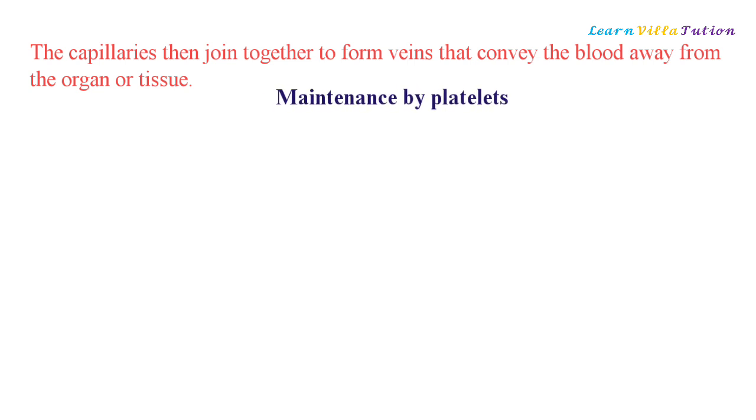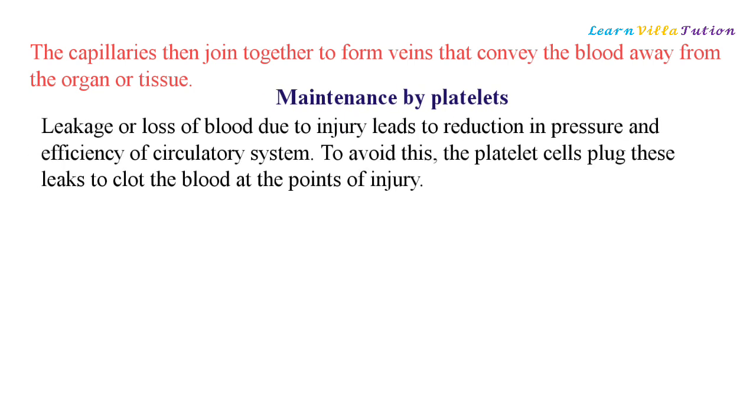Maintenance by platelets. Leakage or loss of blood due to injury leads to reduction in pressure and efficiency of the circulatory system. To avoid this, the platelet cells plug these leaks to clot the blood at the points of injury.